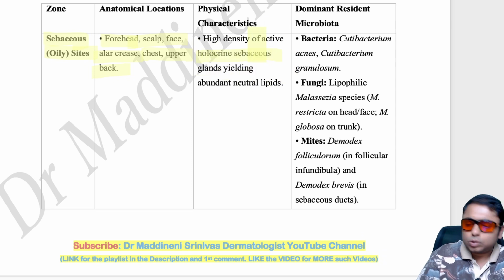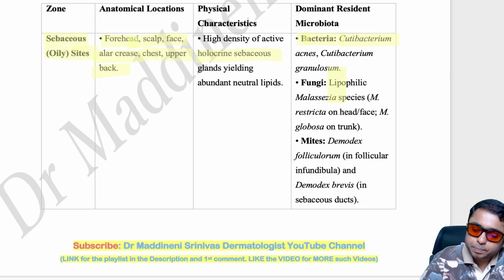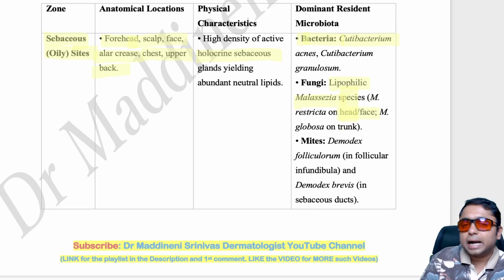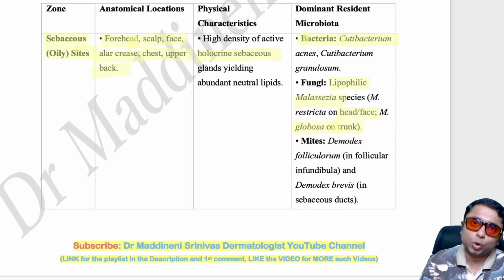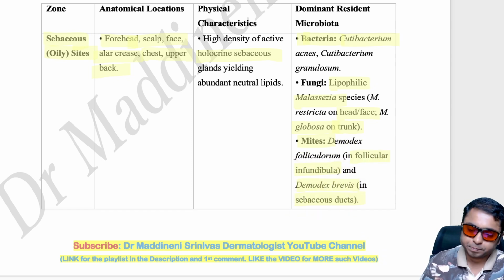Okay, and of course you all know these sebaceous glands, they are holocrine glands, right? So the bacteria which are present in these sites are obviously Cutibacterium acnes and Cutibacterium granulosum. The fungi which are present are, you might be knowing from the P versicolor knowledge, that it is Malassezia species, right? Especially in the head and the face, it is Malassezia restricta, and over the trunk it is Malassezia globosa. Mites, the Demodex folliculorum in the follicular infundibulum, and the Demodex brevis in the sebaceous ducts.